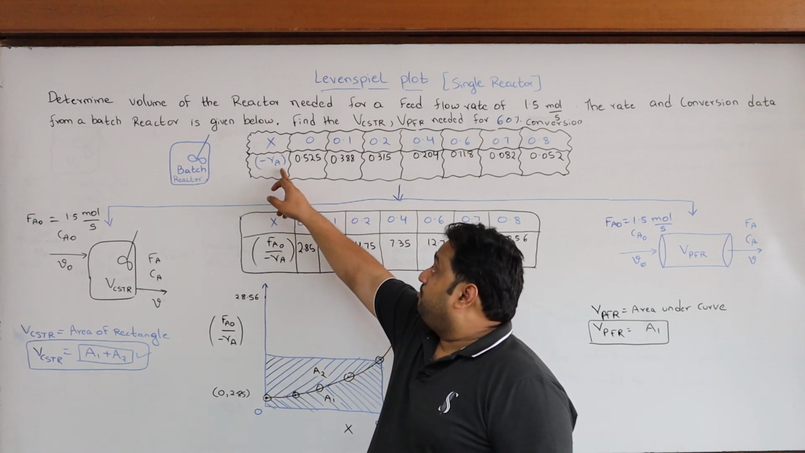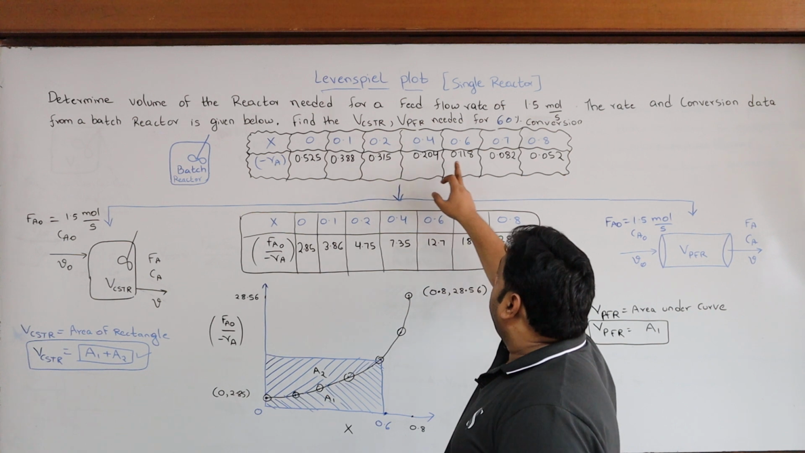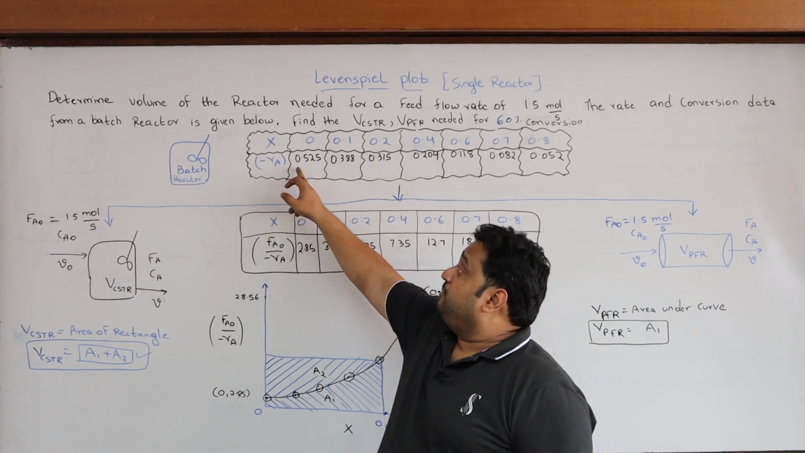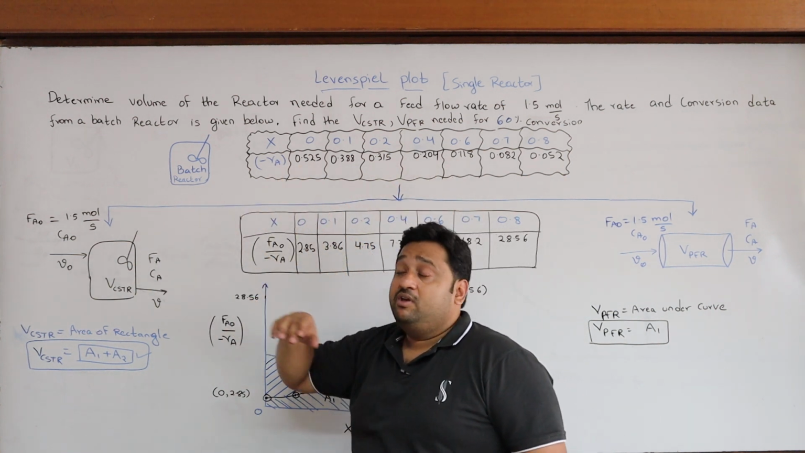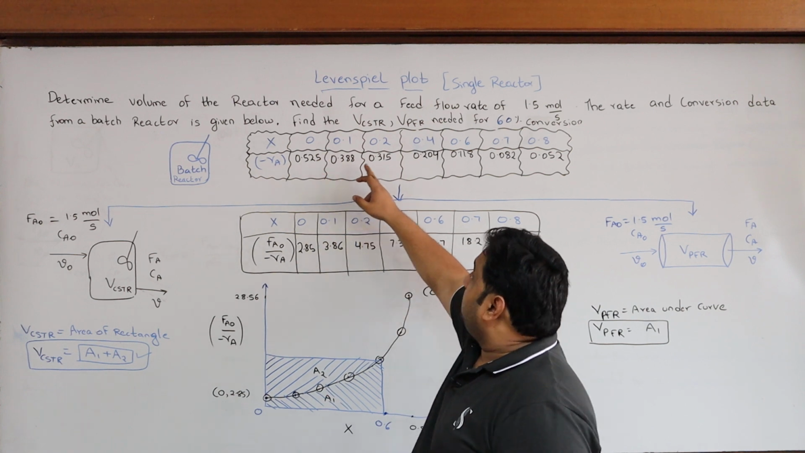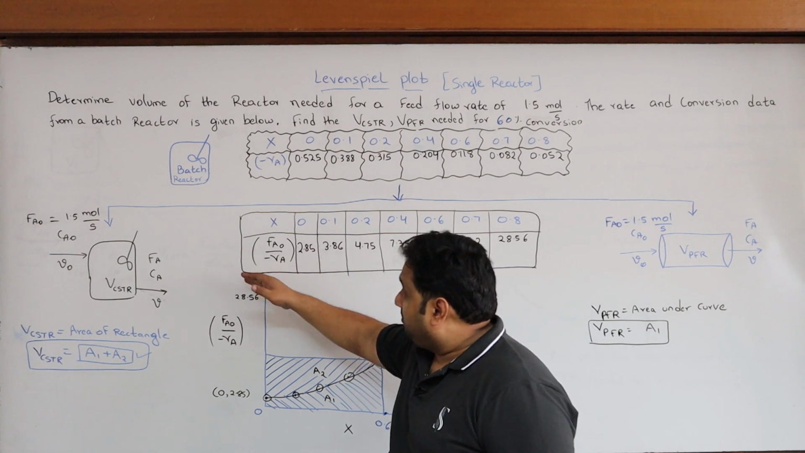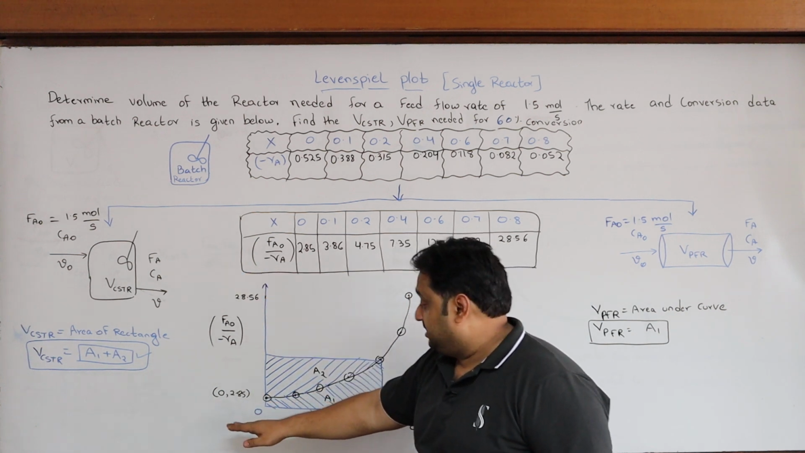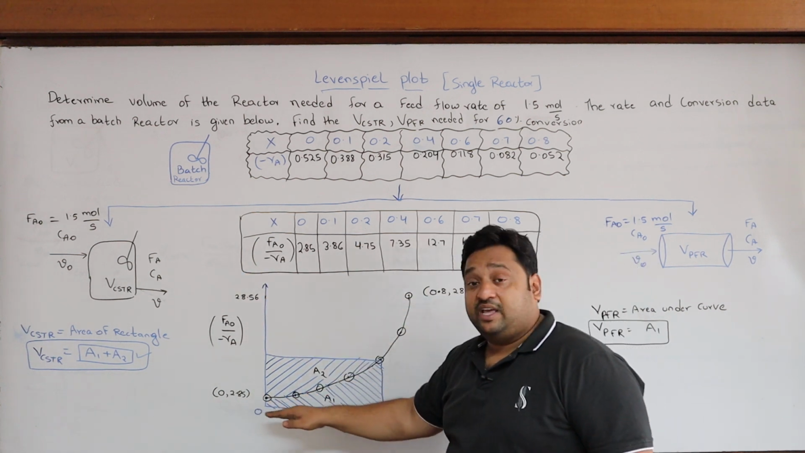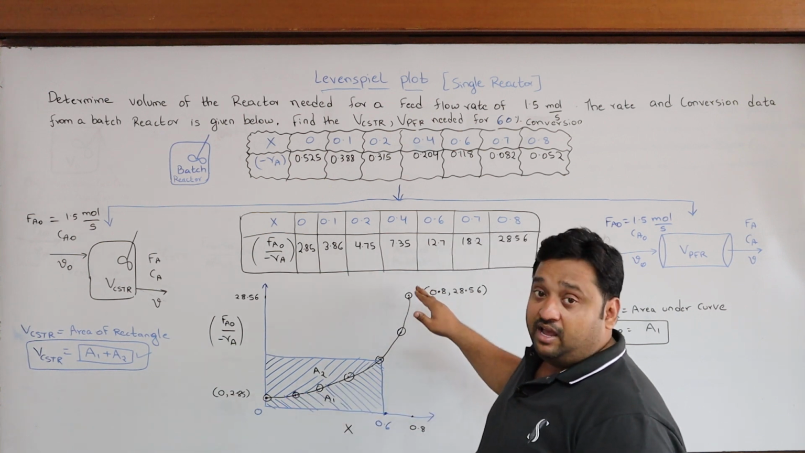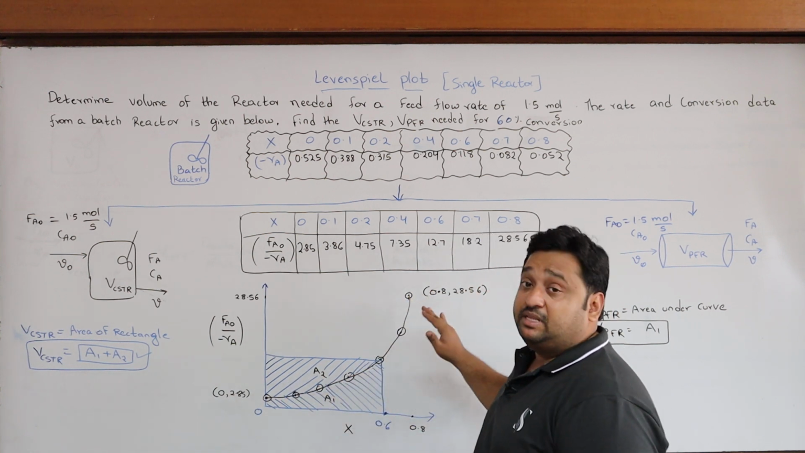X versus FA0 by minus RA. You know minus RA, you know FA0. Find FA0 by minus RA for all the data values. Then you plot FA0 by minus RA on the y-axis and the conversion on the x-axis. Connect all the dots with a smooth line.